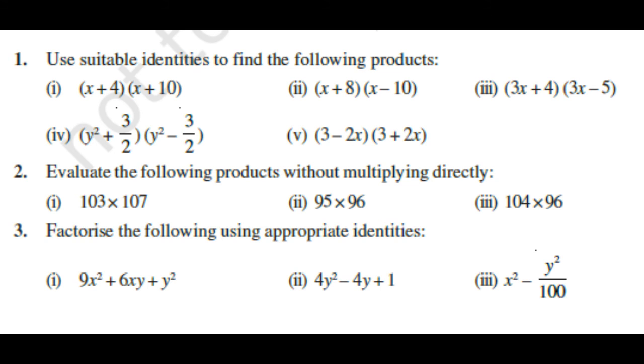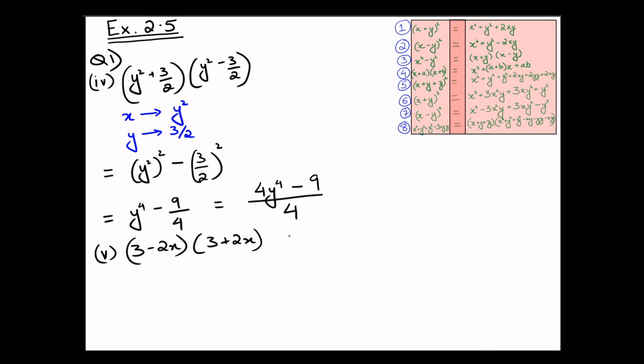The fifth part is the product of 3 minus 2x multiplied by 3 plus 2x. Now out here again, I'm drawing parallels with identity number 3, and the right hand side of it rather. X from my identity is the number 3. Y from the identity is 2x. So this gives me 3 square minus 2x whole square, which is 9 minus 4x square. And that's the product of the fifth part.